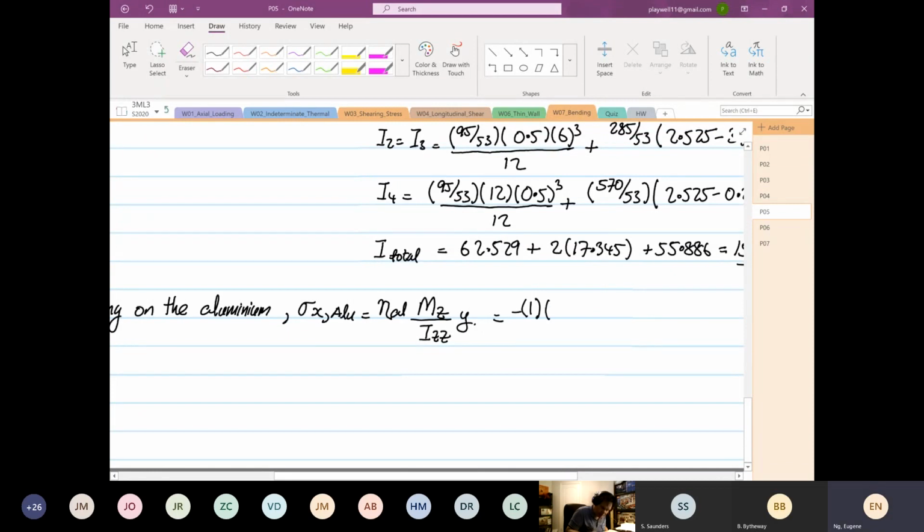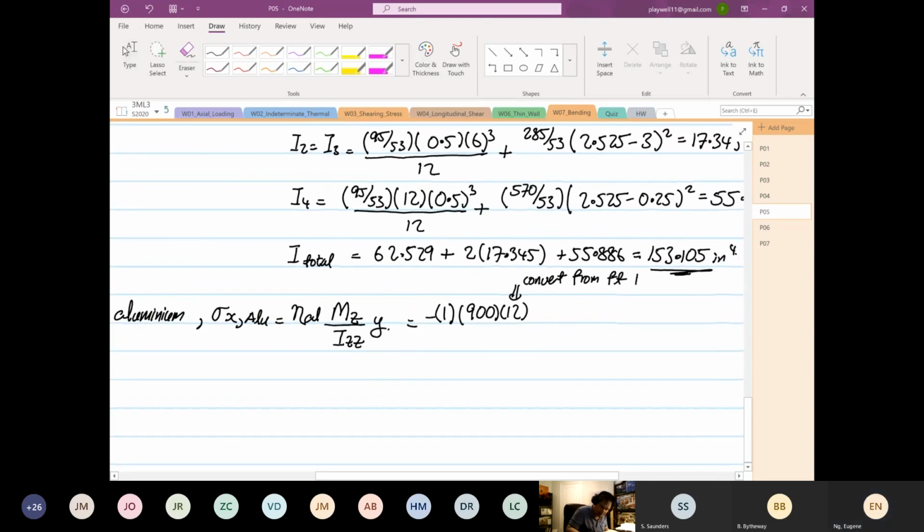Because it's compression. And then Mz is equal to 900 multiplied by 12. Why multiply by 12? To convert from feet to inches, right? Then divide by Izz, which is 153.105, right? Multiply by Y.